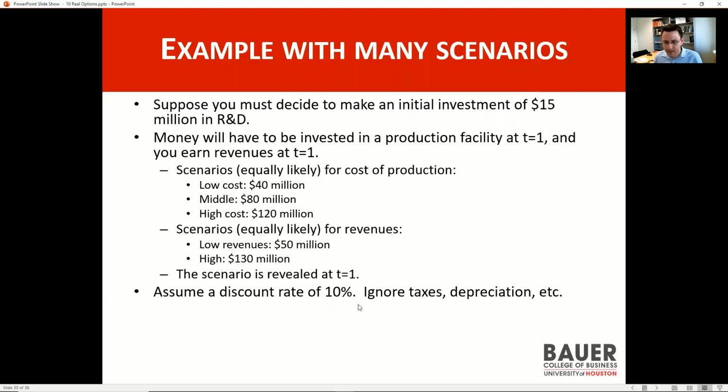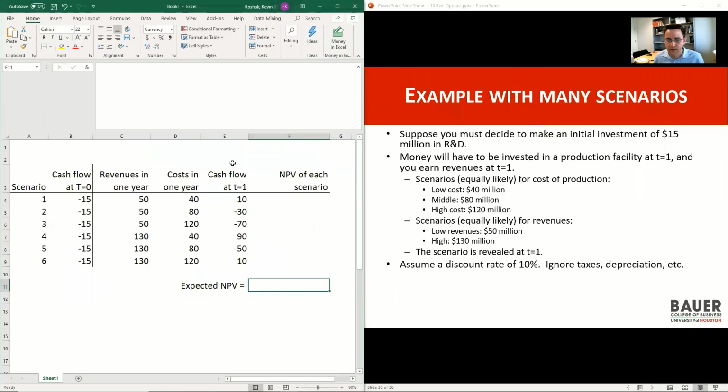Okay, and again, keeping it very simple, these are the cash flows. There's nothing else going on. We have this 15 today, and then some scenario combining these revenues and costs together at time 1. Okay, so let's put all of this together in a spreadsheet that's going to help us summarize all that data in one place.